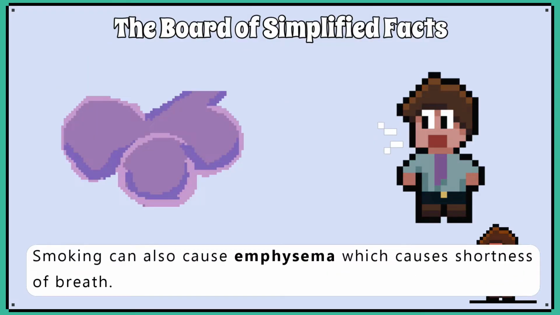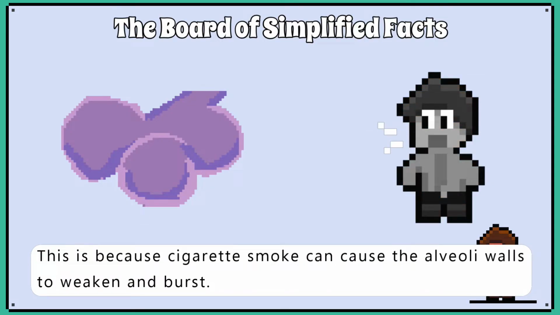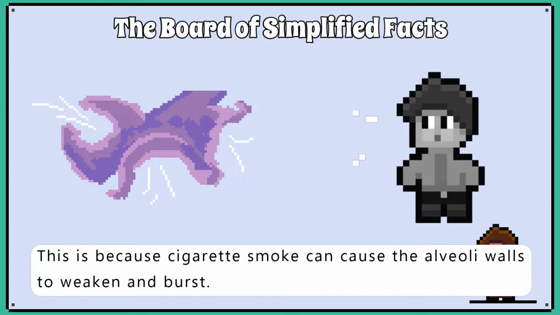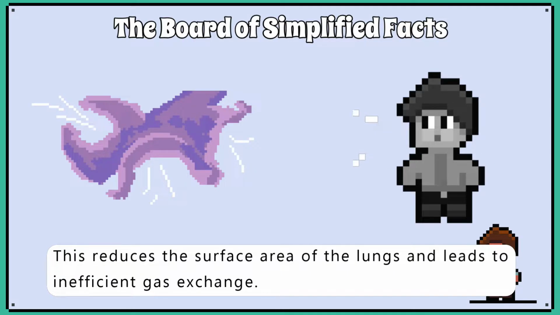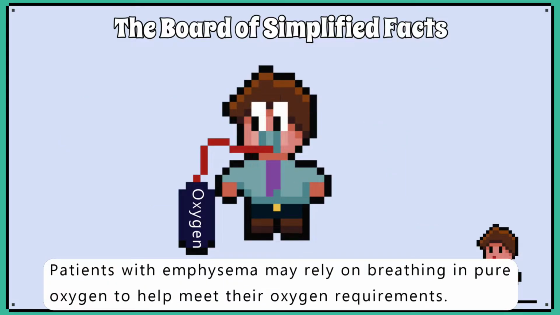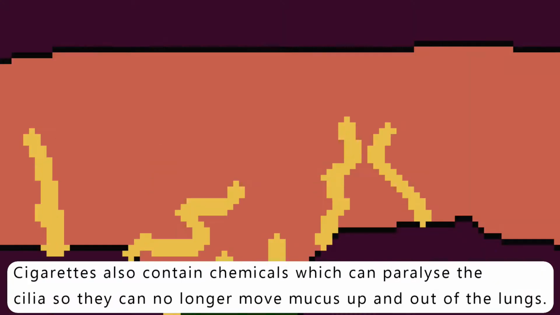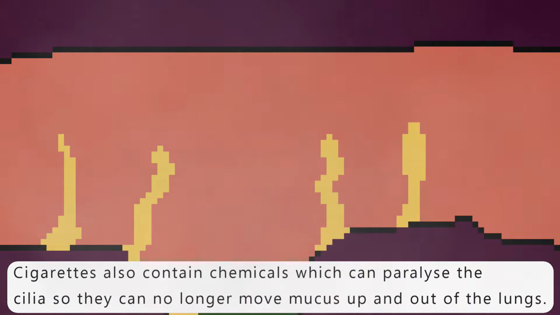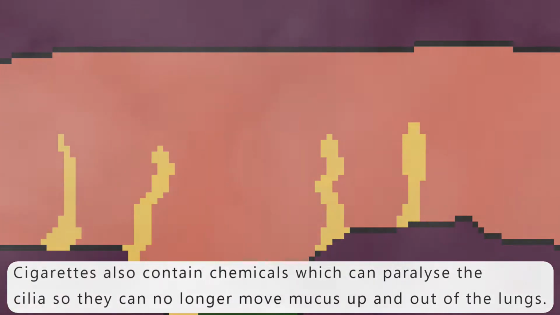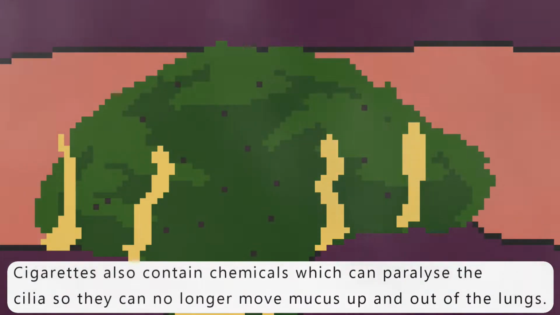Smoking can also cause emphysema, which causes shortness of breath. This is because cigarette smoke can cause the alveoli walls to weaken and burst. This reduces the surface area of the lungs and leads to inefficient gas exchange. Patients with emphysema may rely on breathing in pure oxygen to help meet their oxygen requirements. Cigarettes also contain chemicals which can paralyze the cilia, so they can no longer move mucus up and out of the lungs.